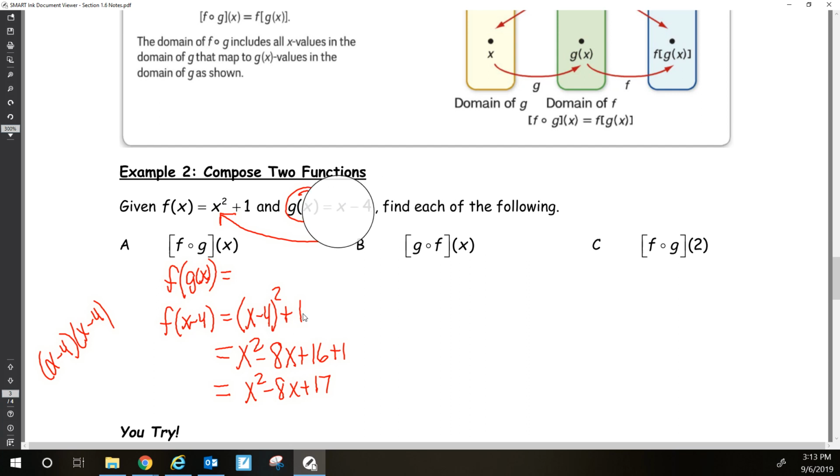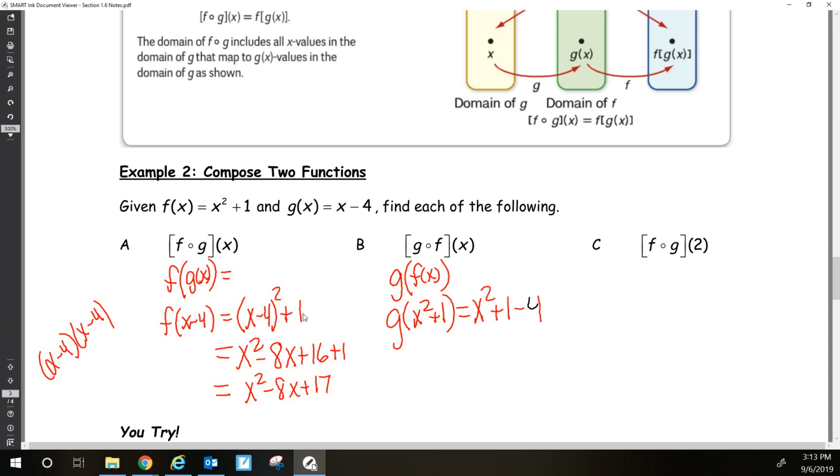All right, part B says find g of f of x. So g of f of x means I'm going to take my f of x function and plug it into g of x. So this is going to be g of x squared plus 1. And that means everywhere I see x in my g of x function, I'm going to plug in f of x. So that would be not x minus 4, but x squared plus 1 minus 4. X squared plus 1 is this guy, and then minus 4. And this would just be x squared minus 3.